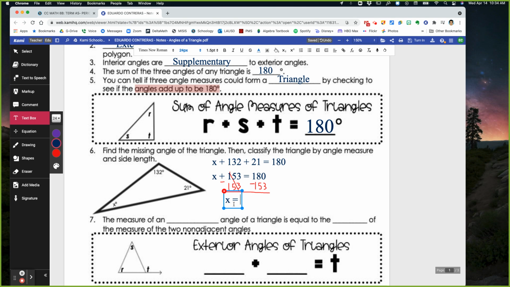That's 27. The 27, guys? Tell me. Does that third angle have to be 27? Okay. Thank you. Now, the other thing we have to do is classify the angle by angle measure. Since one of the angles is over 90 degrees, this is an obtuse triangle.